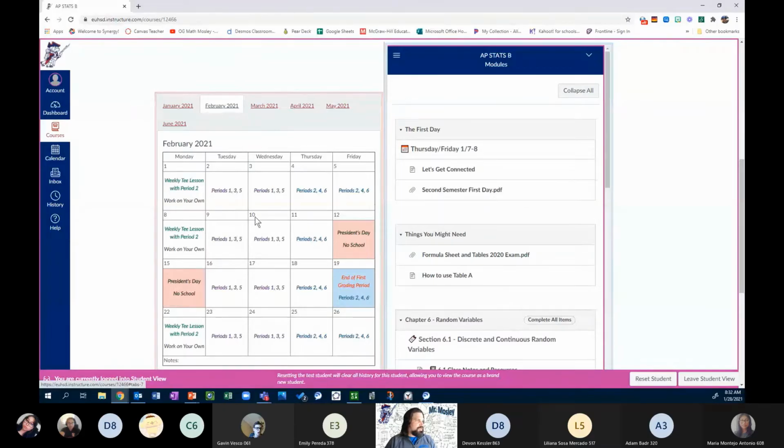I don't have anything loaded up in there yet, but do take note that starting next week, the weekly T lesson is with period 2 all month. So you'll have 3 Mondays in February that will be with period 2. That's me. So you'll see me first thing in the morning on Monday mornings for the T lesson. Right, so please remember that.